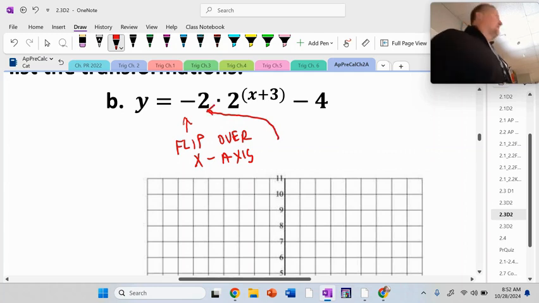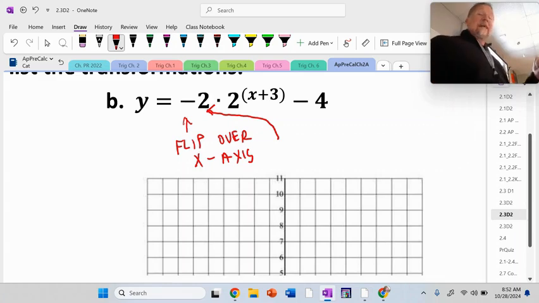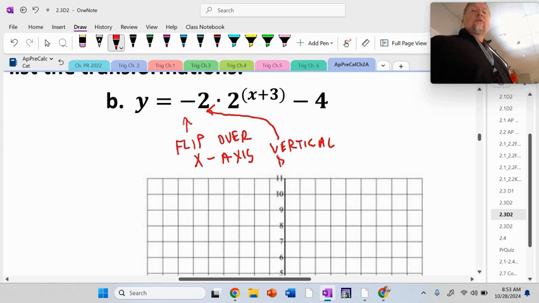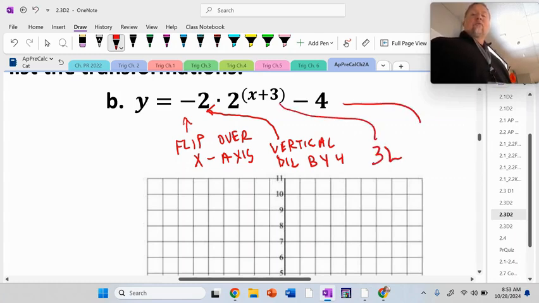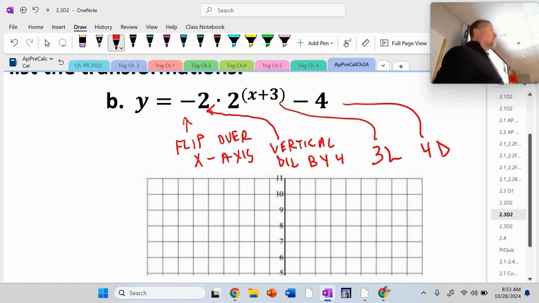It does matter what the base is though, but that's not really a transformation. But that 2 out in front, which is not the base, is a vertical stretch, if you had to say the word, or vertical dilation by 4, which implies a stretch. And then, of course, this is 3 left. And, of course, this is the most important, 4 down. So that would have a horizontal asymptote at y equals -4 is the expectation.